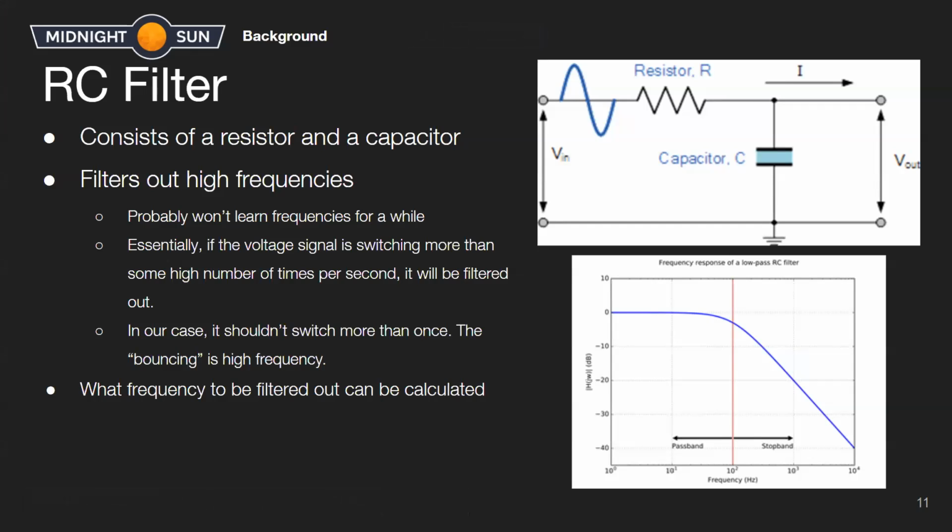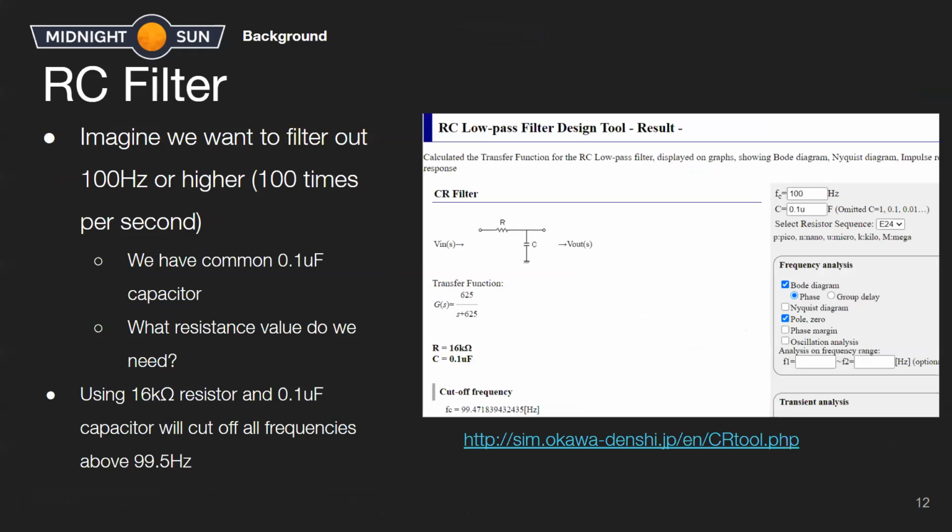So, in the perfect world, the frequency should just be 1, because it should only ever go from low to high once. And you can calculate what resistance values you need. So this is kind of like the engineering part of it.